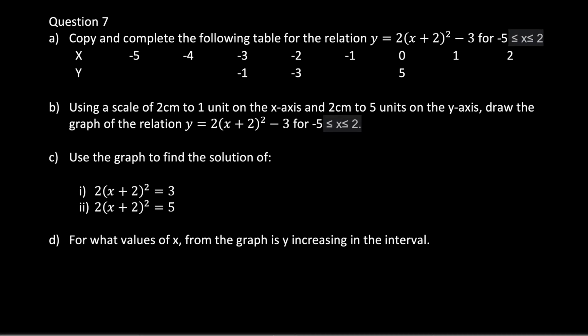I. 2 multiplying the expression (x plus 2) all squared is equal to 3, and II. 2 multiplying the expression (x plus 2) all squared is equal to 5. D. For what values of x from the graph is y increasing in the interval? So let's move to the solution.